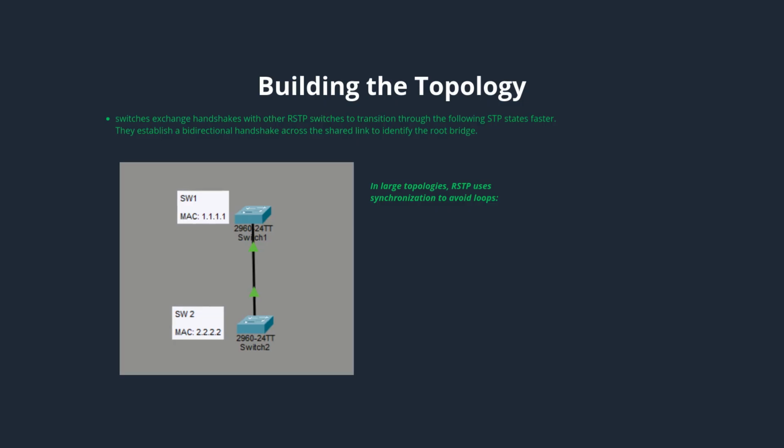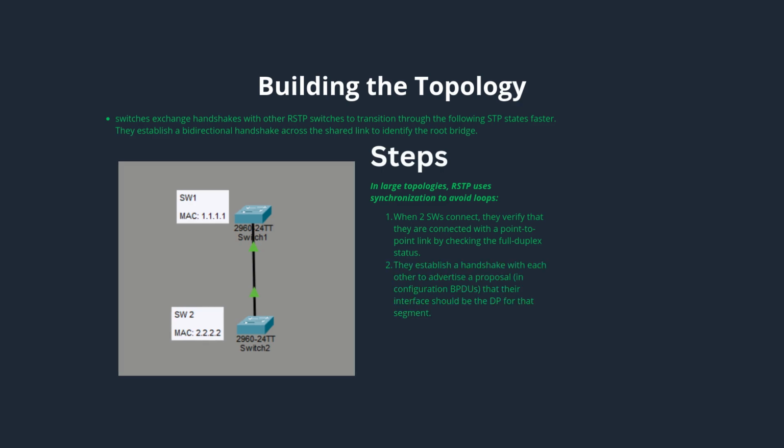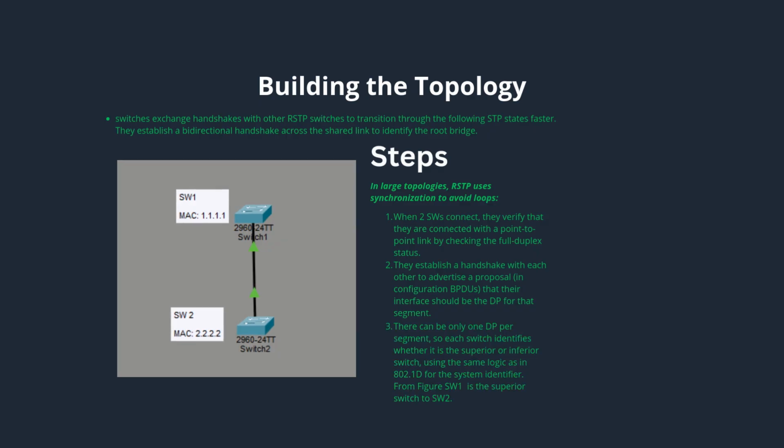Here's the step-by-step process. Step 1. When 2 switches connect, they verify that they are connected with a point-to-point link by checking the full duplex status. Step 2. They establish a handshake with each other to advertise a proposal, in configuration BPDUs, that their interface should be the DP for that segment. Step 3. There can be only one DP per segment, so each switch identifies whether it is the superior or inferior switch using the same logic as 802.1D for the system identifier. From the diagram, you can see switch 1 is the superior switch to switch 2.